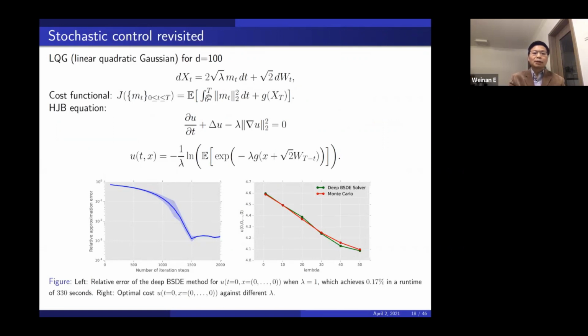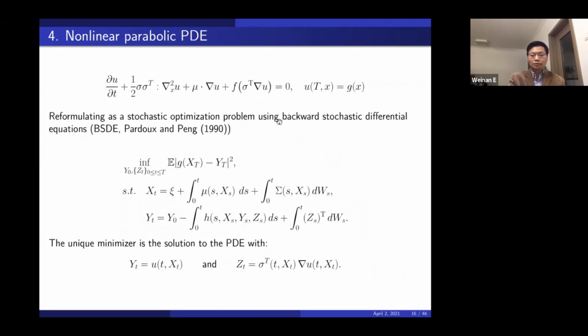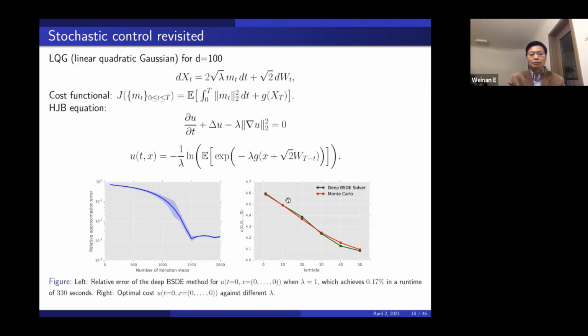The Hamilton-Jacobi-Bellman equation is this. And for this, it's well known that we can apply the Hopf-Cole transformation, and then we can write down the exact solution. This is the exact solution. So that can be used to calibrate the numerical algorithm that's described here, which is very much like the stochastic control algorithm. And you can see the results agree quite well.